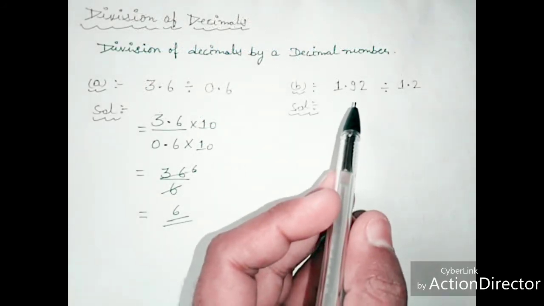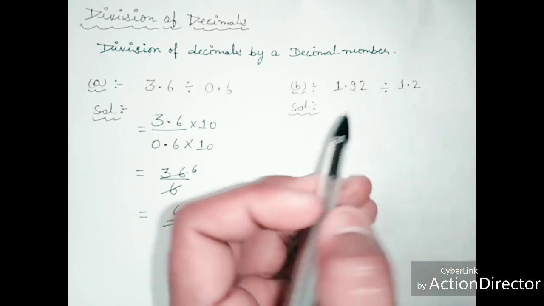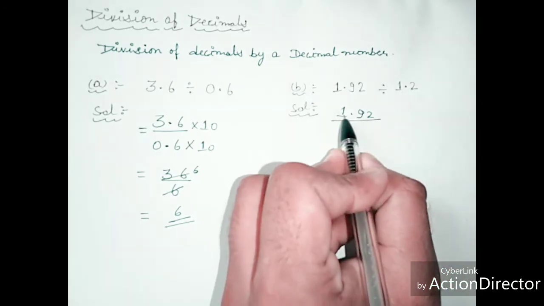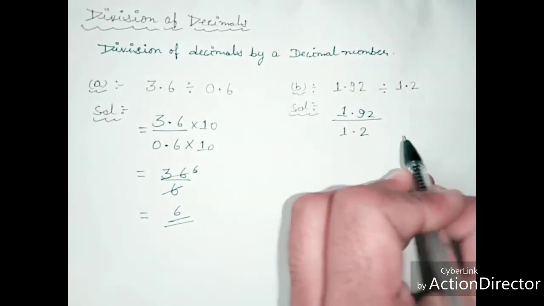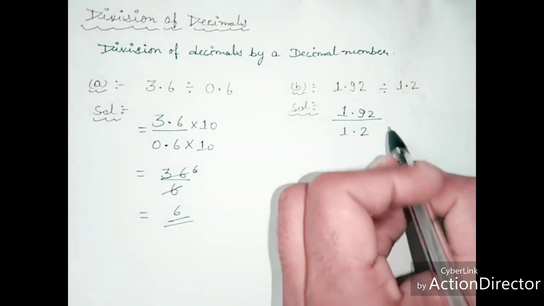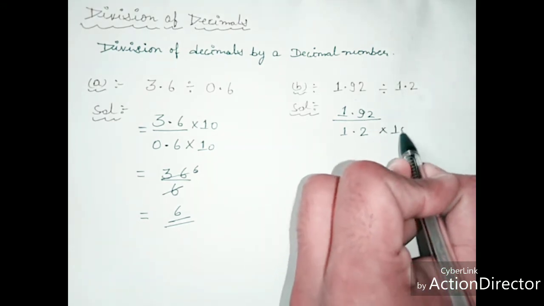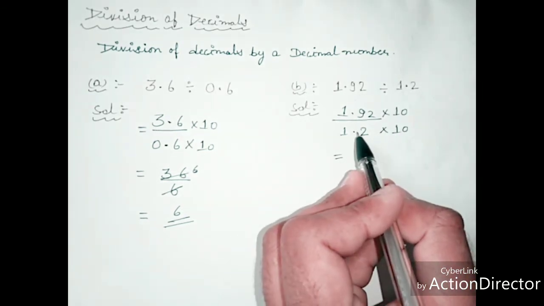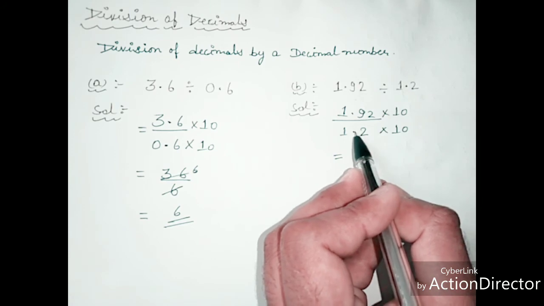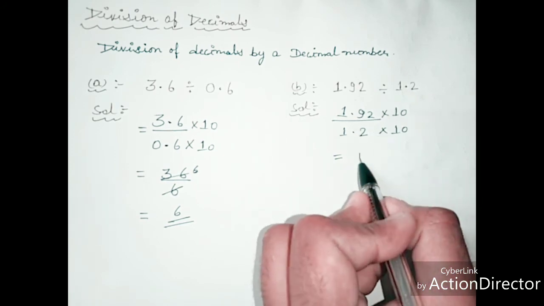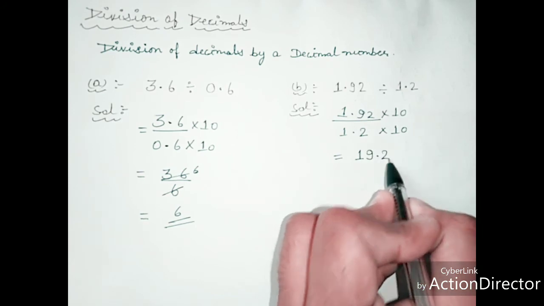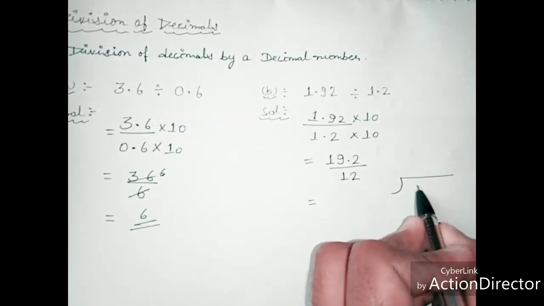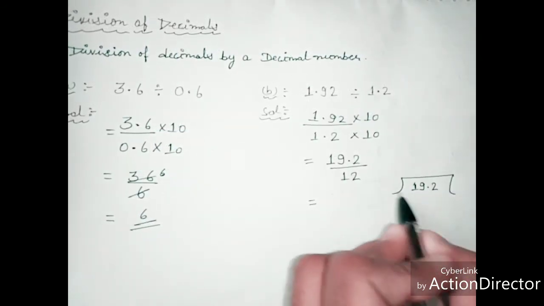Example number B, 1.92 divided by 1.2. So first we write these numbers in fraction form, 1.92 upon 1.2. So here we remove the decimal in the denominator, so we multiply by 10. Because when we multiply by 10, the decimal moves one place to the right-hand side, so we get 19.2 upon 12. Now we divide 19.2 by 12.